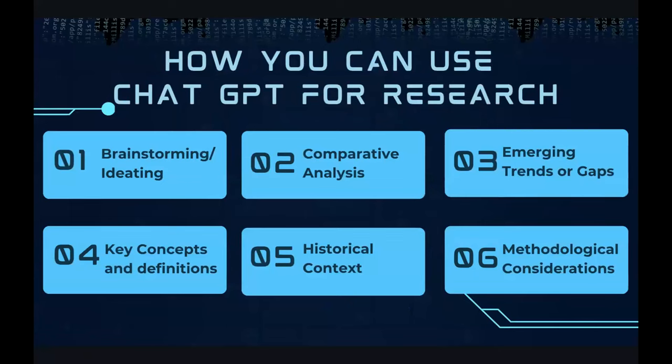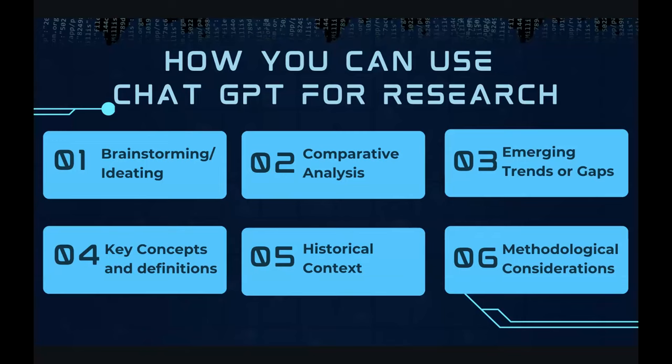Now, how can we use ChatGPT for research? One of the first things that we can use it for is brainstorming and ideating, essentially idea generation. So we can engage in a conversation with ChatGPT to brainstorm research topics, explore different research angles, or generate new ideas. You can describe your research area of interest or research question and ask it to suggest insights and useful information on that topic. ChatGPT can provide alternative perspectives and help you think creatively.